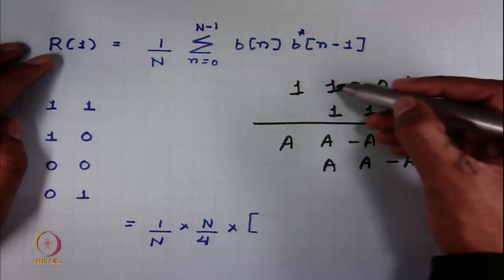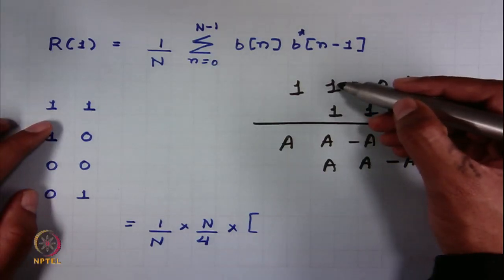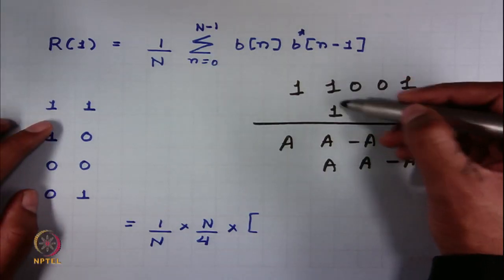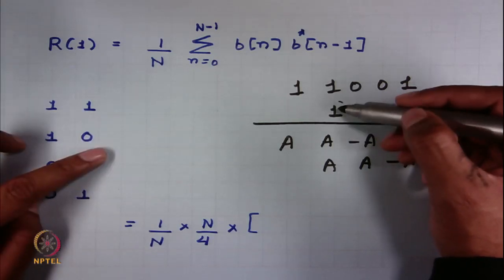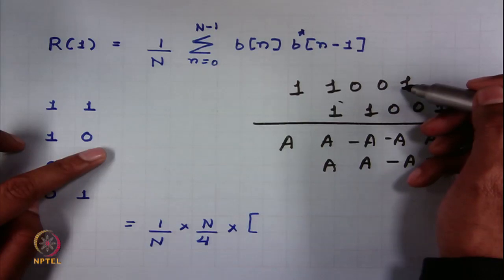Now, if you have 1 here, you can have either 1, so this situation, or you can have 0. These bits are statistically independent of each other.